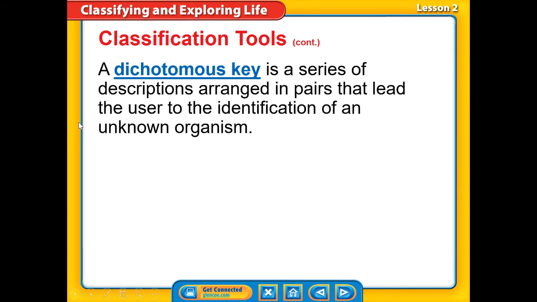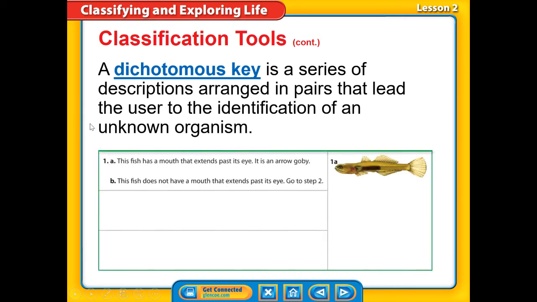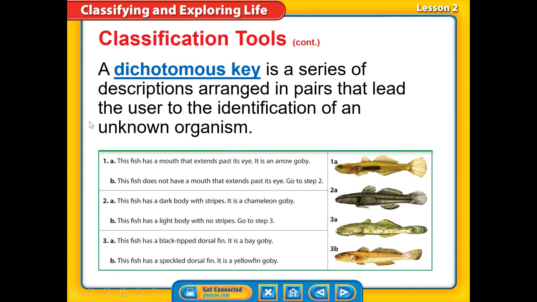There are some tools that scientists use to classify living things. One's called the dichotomous key, and that's a series of descriptions that are put in pairs that will lead you to the identification of an unknown organism. So this example is out of the book. It's a small dichotomous key for identifying some fish called gobies. And the way these work is you always start from the beginning.